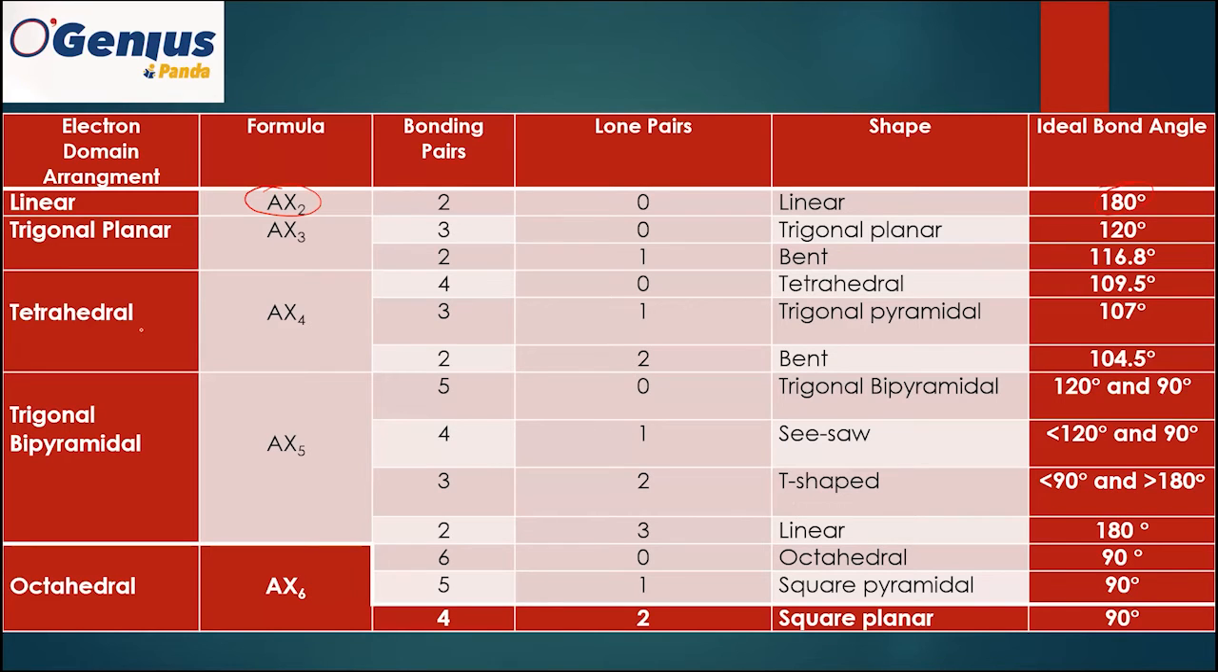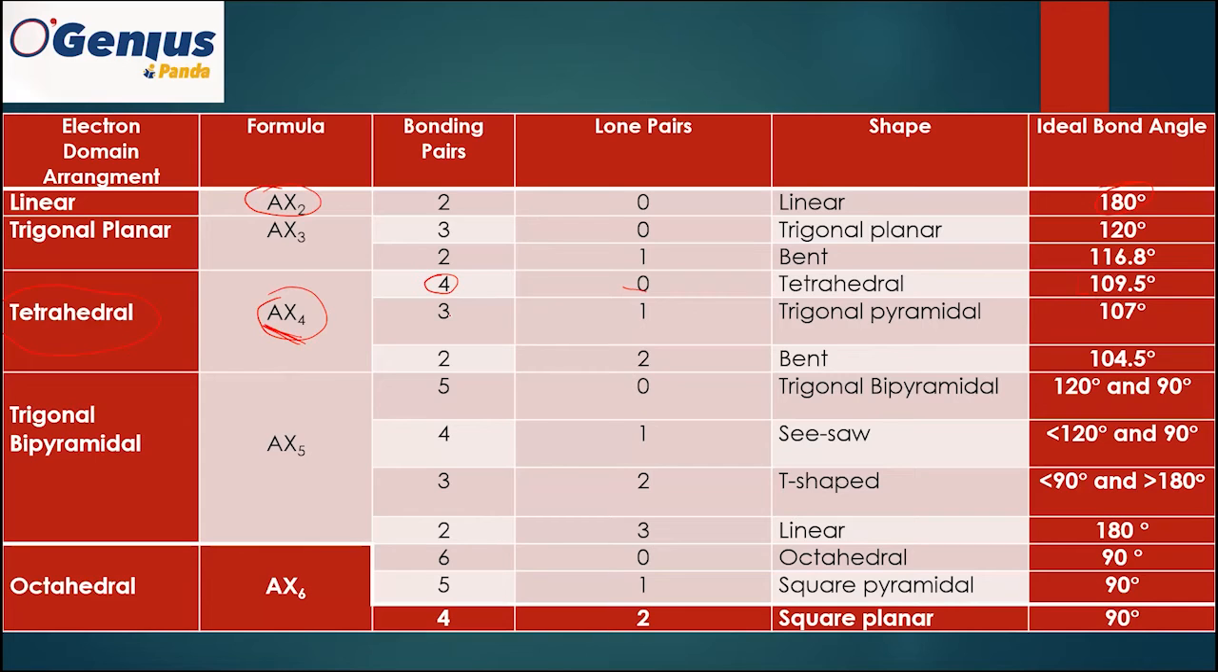For example, if you have a tetrahedral shape for the orbitals, AX4, there is a possibility of having all four electron pairs as bonding pairs with zero lone pair. In that case, the arrangement of electron domains will be the same as the shape of the molecule, and the bonding angle will be this one.